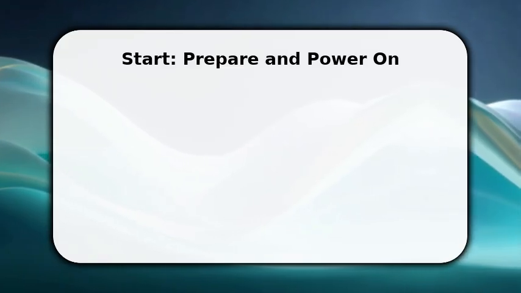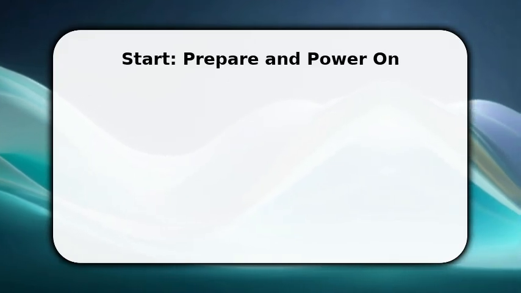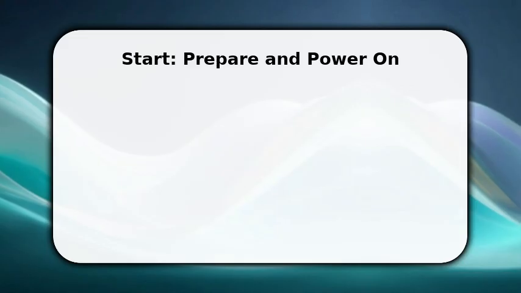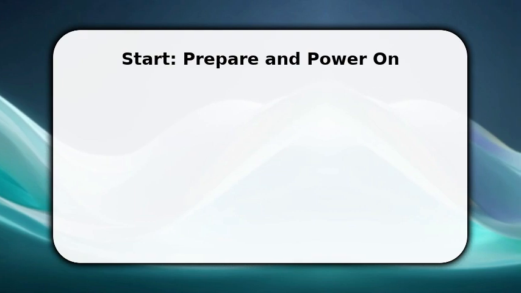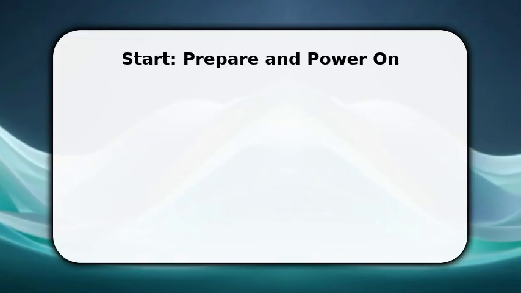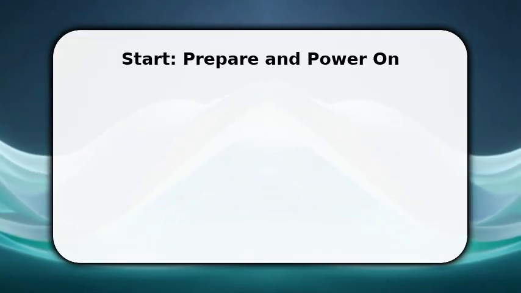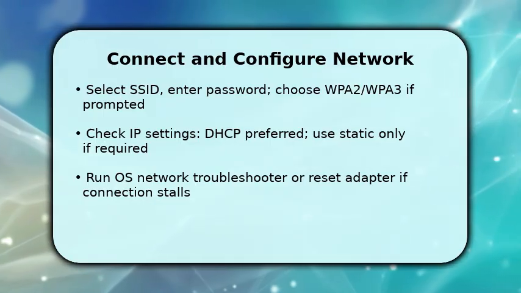Once done, toggle the laptop's Wi-Fi on if it's off. Use the keyboard Wi-Fi key or system icon. While connecting, note any system messages. They tell you if authentication failed or if you need to choose a security type. You now select the correct SSID and enter the password, choosing WPA2 or WPA3 when offered for security.